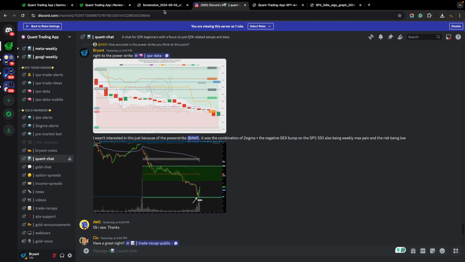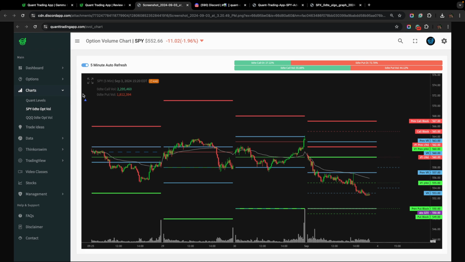Lastly, there was one additional confluence. In QTA, we have what's called the zero DT options volume chart. And this is also earlier in the trading session here, so about 40 minutes before the market closed. This on the SPY is what's referred to as the previous put block. It was the current put block, and it was the absolute gamma strike. A lot of data also converging around 550, which added some extra confidence in taking the trade long on a bounce off of this level.